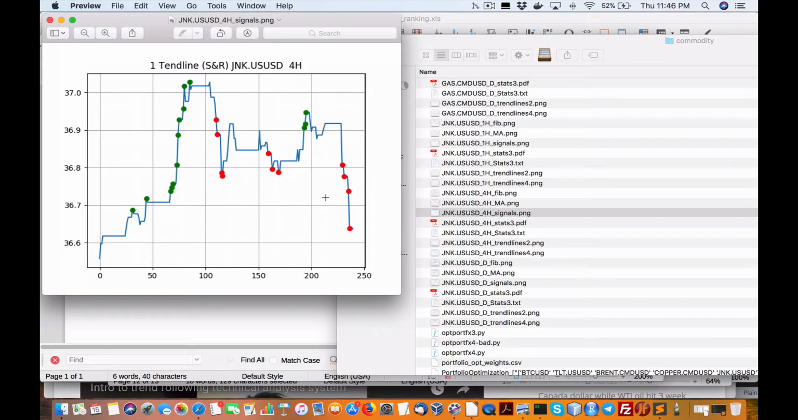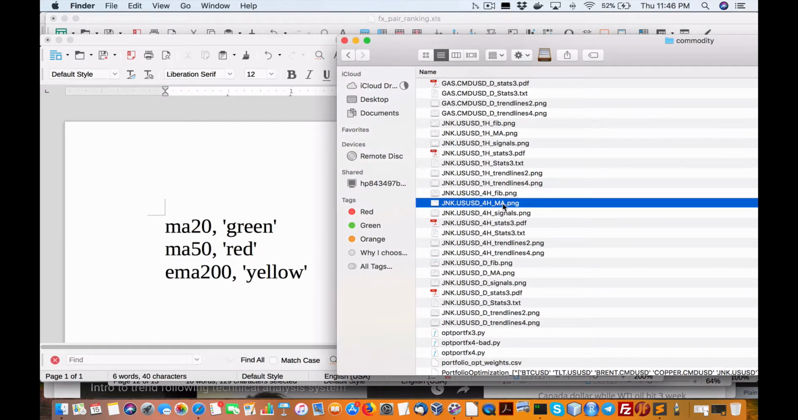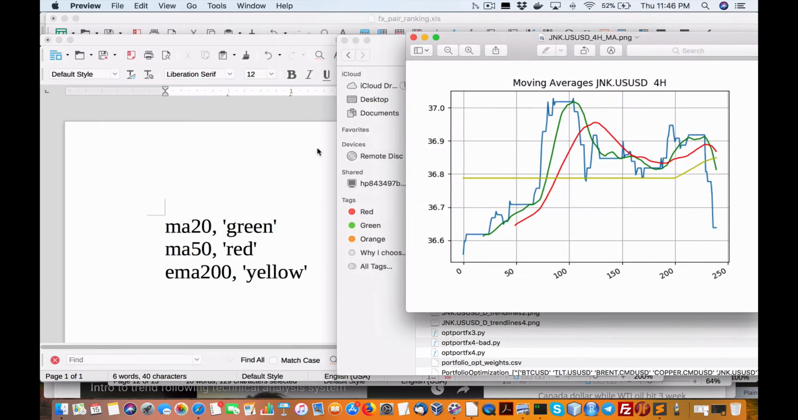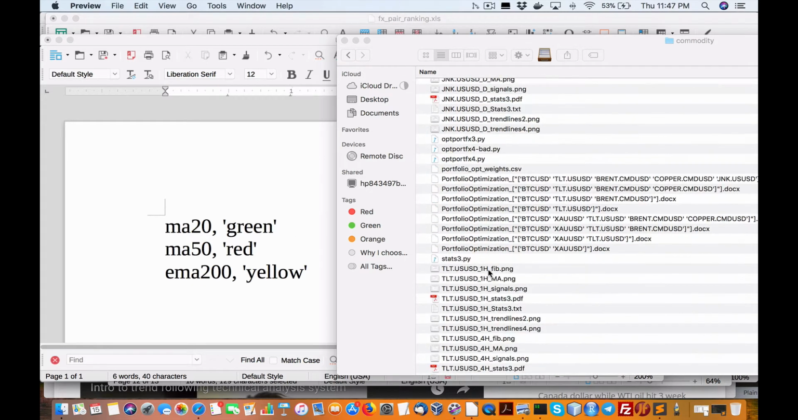So let's see the signaling. Yeah, there's a lot of selling recently. And the moving average is telling us, yeah, it's definitely in a downtrend. Let these two widen, see where it goes. So the 50 is higher than the 20, which definitely indicates a downtrend. All right, so let's move on.